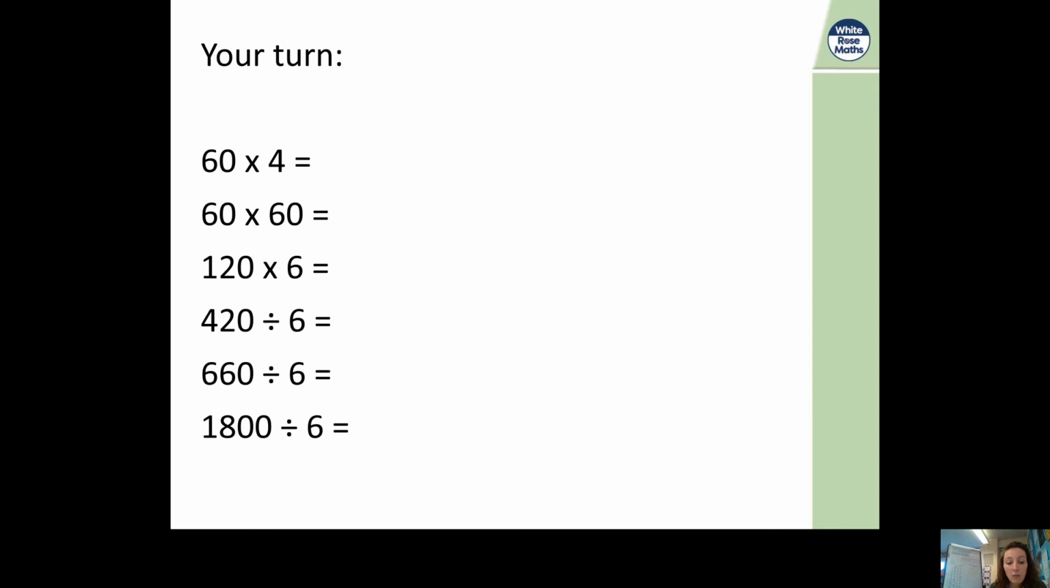And finally, 1,800 divided by 6. Now, we know 18 divided by 6 is 3. But 1,800 is 100 times bigger than 18. So we need to make our answer 100 times bigger too. So 1,800 divided by 6 equals 300.